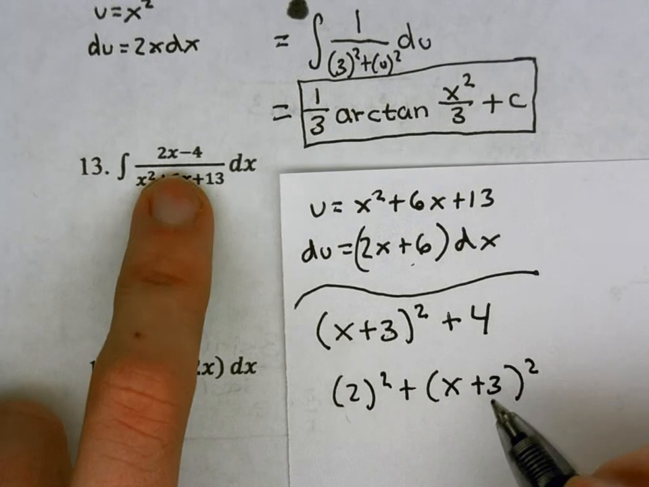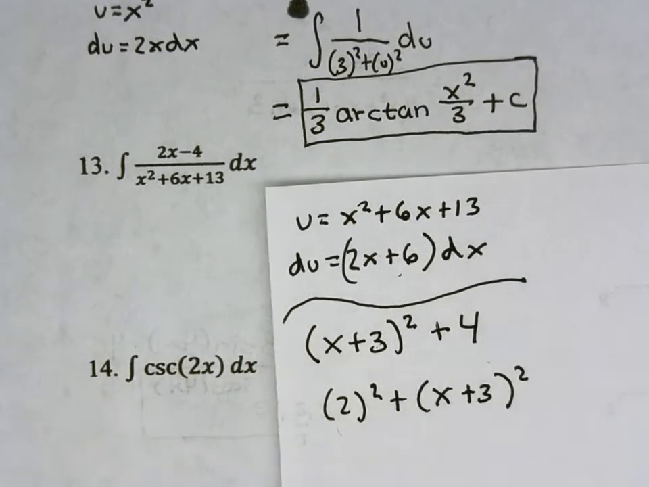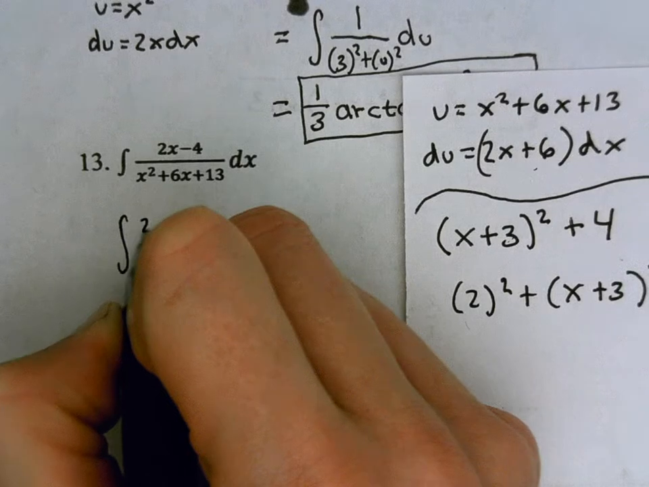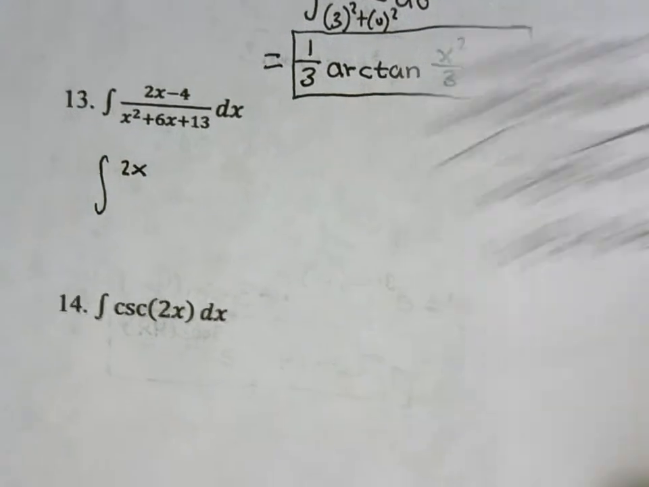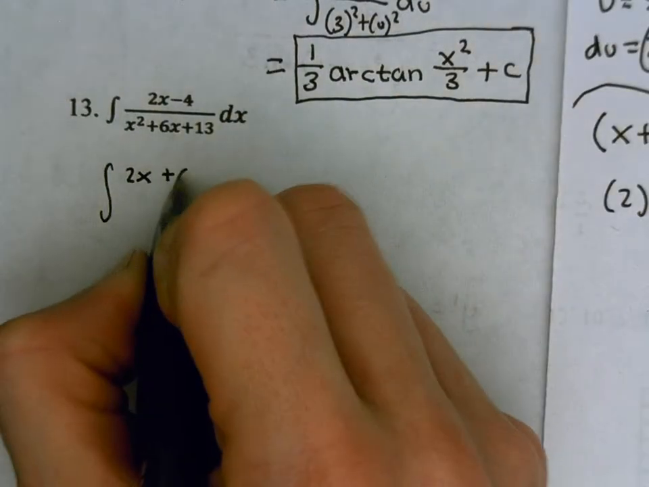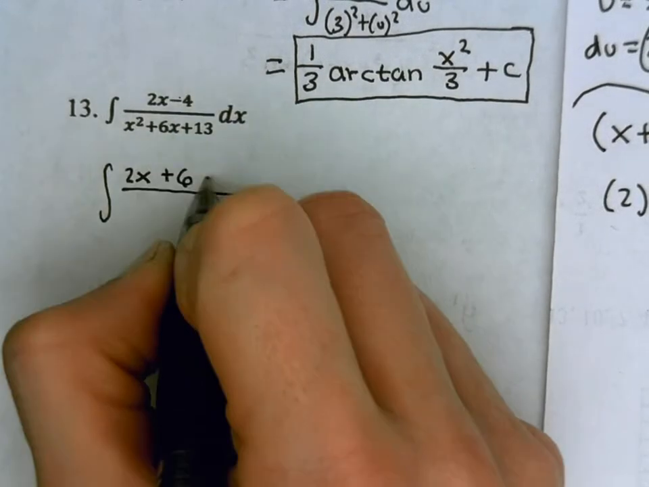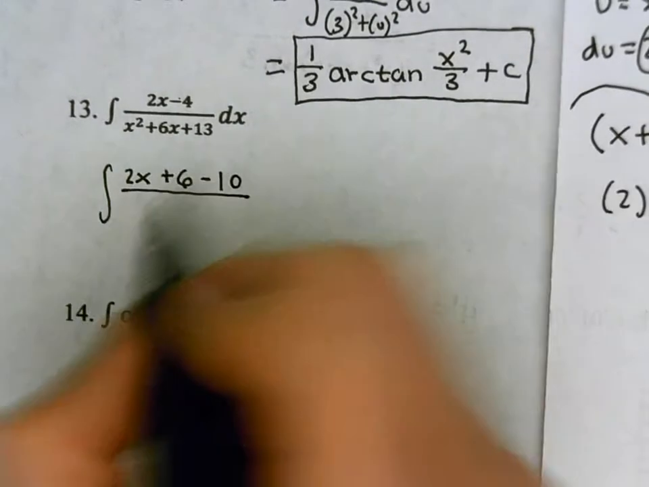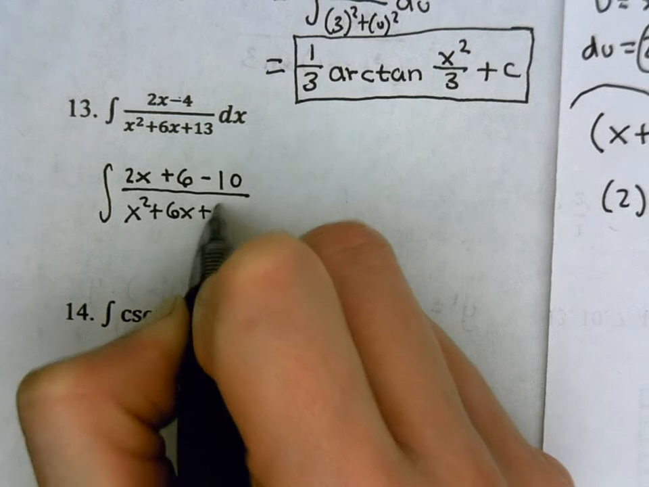And so here's our clue that we're going to have to use both of them together. We're going to have to split the fraction. So I'm going to go ahead and rewrite this. 2x, and then I don't want it to say minus 4. I'd really like it to say plus 6, so I can do my u substitution. So I'm going to go ahead and make it that, 2x plus 6. But we have to maintain equality. It was originally minus 4, so we're going to go ahead and subtract 10 from it. That way 6 minus 10 is still negative 4. And we're over x squared plus 6x plus 13 dx.